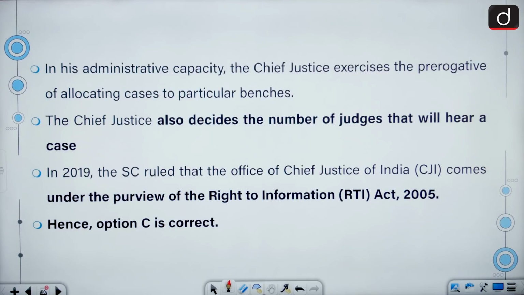In 2019, the Supreme Court ruled that the office of CJI comes under the purview of the Right to Information Act of 2005. Moving on.